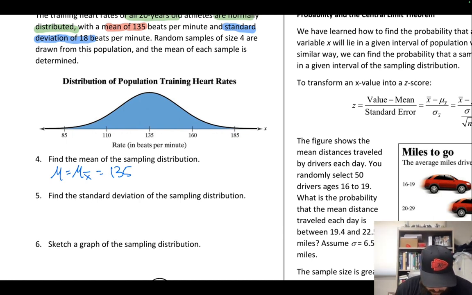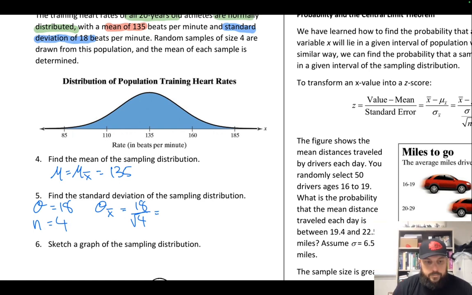Okay, and then we want to find the standard deviation of the sampling distribution. So identify our standard deviation, which is 18. Our n, our sample size, is 4. So the standard deviation of the sampling distribution is 18 divided by the square root of your sample size. So 18 divided by 2, which is 9.